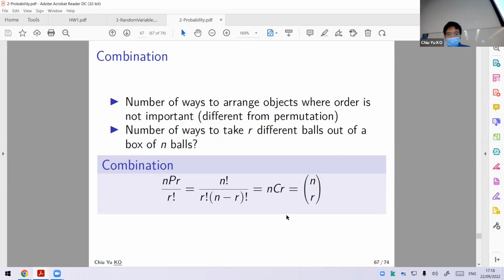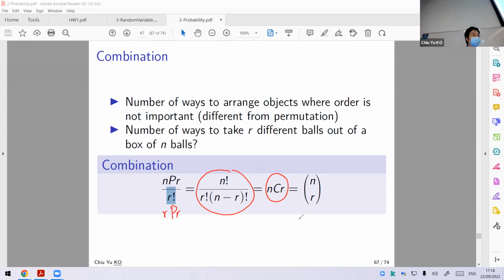If you think the sandwich order doesn't matter, then this is what we need to do: divide by R factorial. The reason is that for each permutation you have, the R objects can rearrange themselves. How many ways you can rearrange them is R factorial, which is actually RPR. So this is R factorial, this is just RPR.